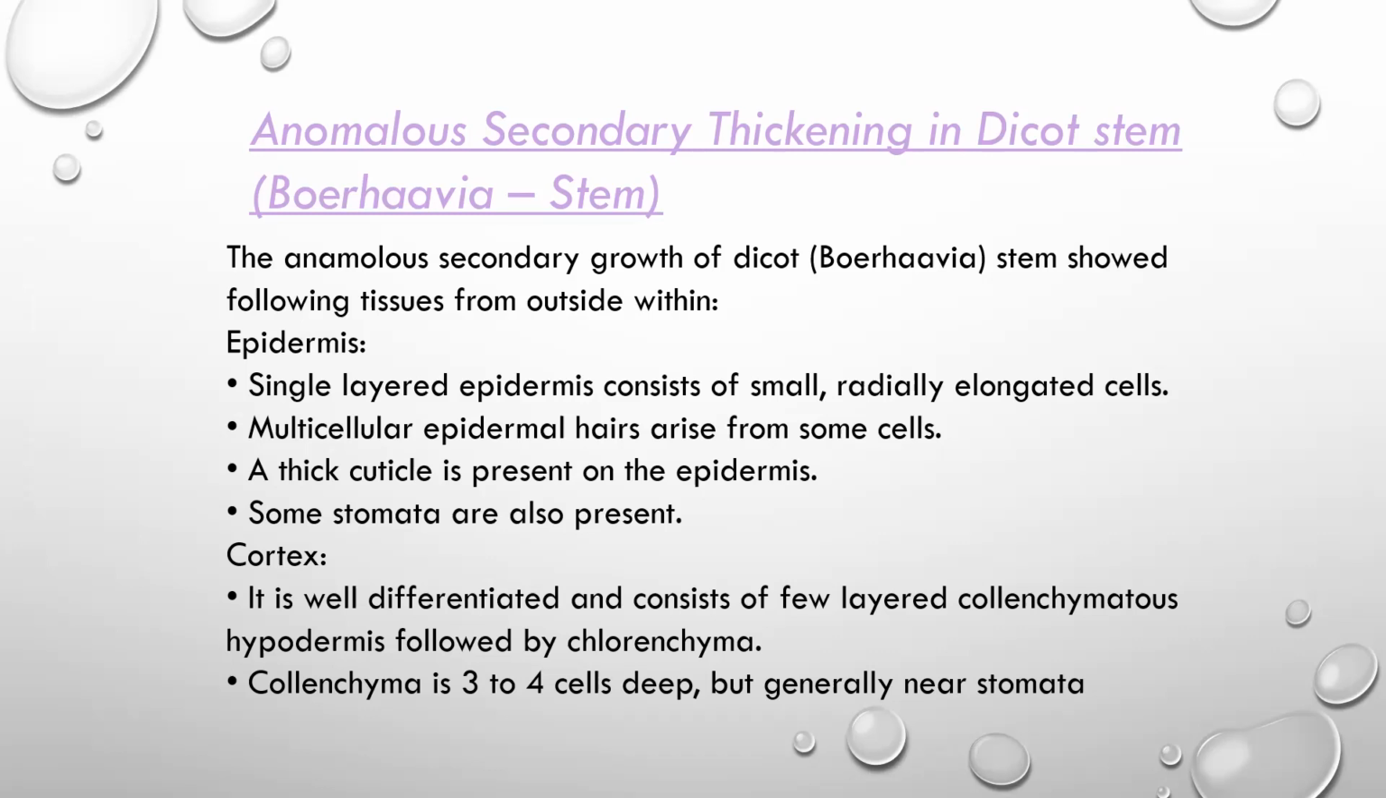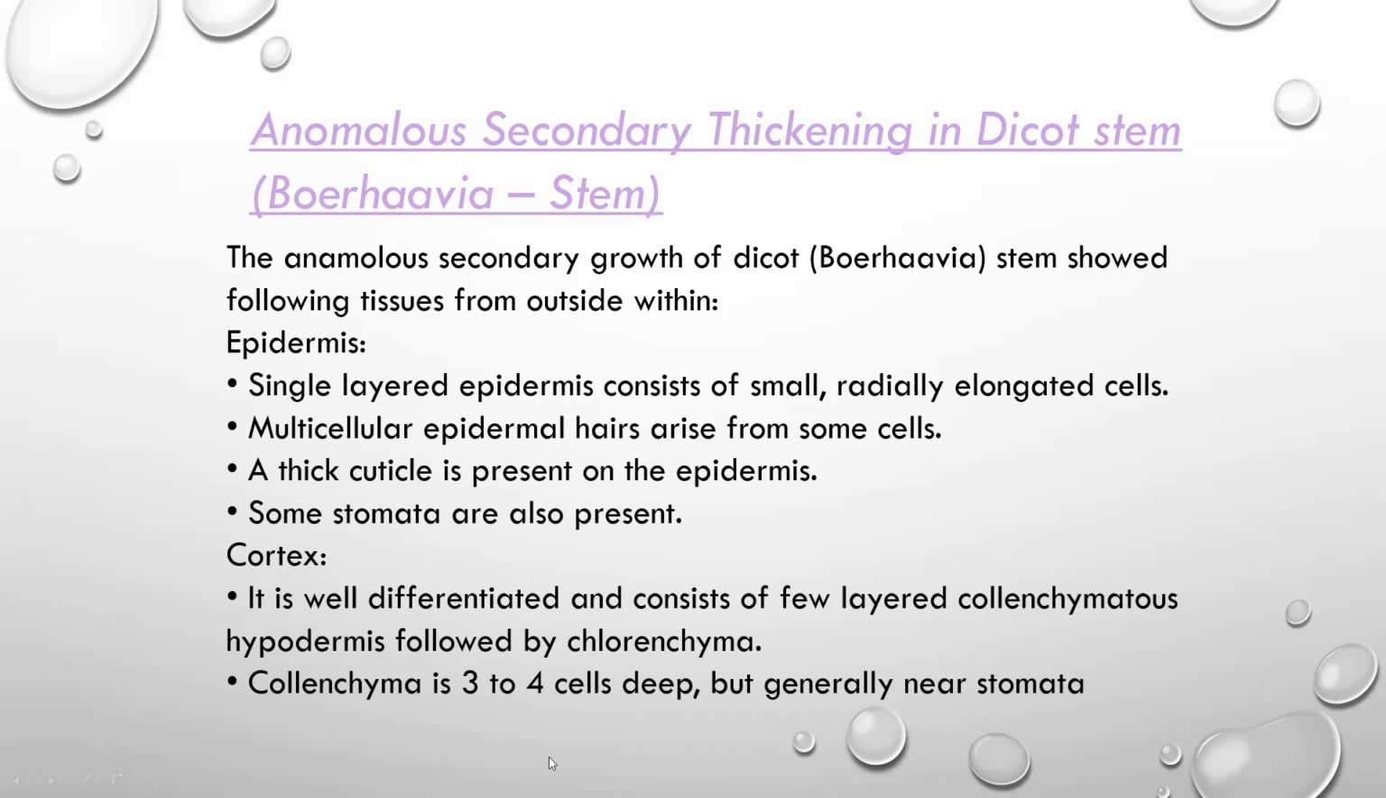So next one is anomalous secondary growth in Boerhavia. The anomalous secondary growth of the dicot Boerhavia stem shows the following tissues, that is, outer epidermis. The epidermis is single layered and consists of small and radially elongated cells. On the epidermis, multicellular epidermal hairs arise from some cells, and a thick cuticle is present on the epidermis. Some stomata are also present on the epidermis.